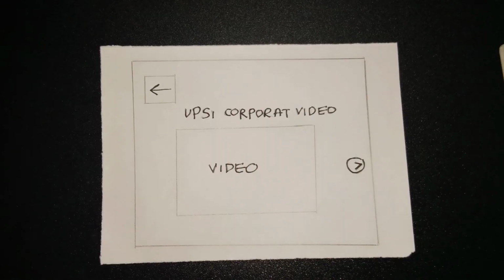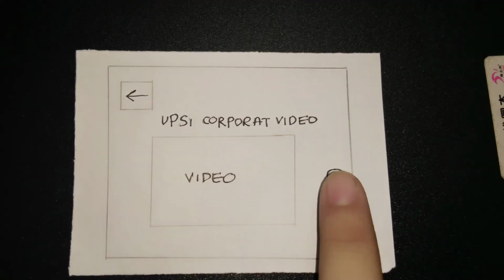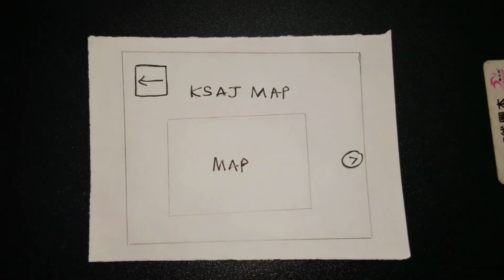After the user selects the UPSI background knowledge icon, it will go directly to the next page, which is the UPSI copyright video. On the UPSI copyright video page, you will have the video on the website. So if the user wants to go to the next page, you just have to click or touch the next page button there, and you will go directly to the College Sultan Abdul Jalil Shah map.